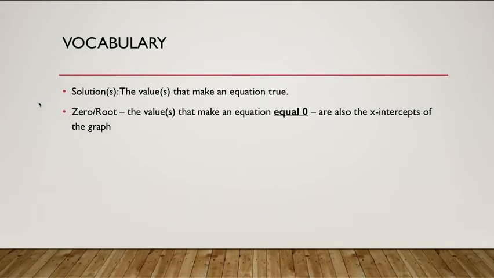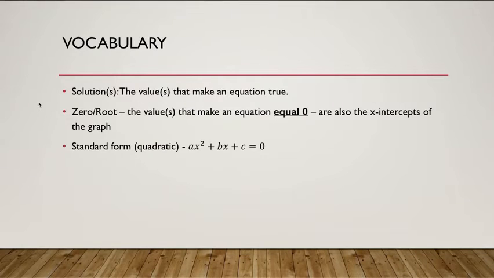A zero or a root, these are the values that make any equation equal zero. Kind of makes sense, right, if we call it a zero. These are also the x-intercepts of a graph of the same equation. So if we're looking at a graph and we're asked for the zeros or the roots, we can look for the x-intercepts where a graph crosses or touches the x-axis.